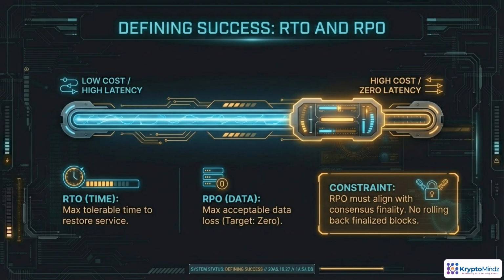With blockchains, there's a hard constraint. RPO must respect consensus finality. Once blocks are finalized, you can't roll them back just to meet an aggressive recovery objective. Your DR design has to work with that, not around it.